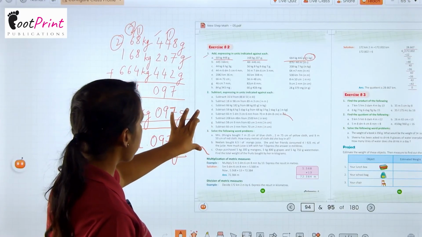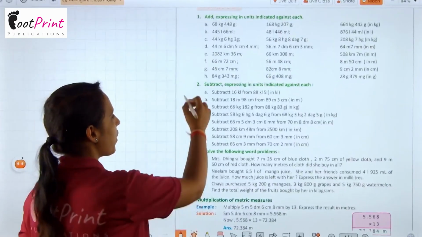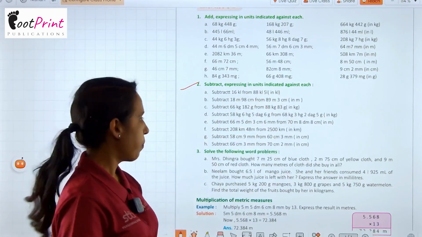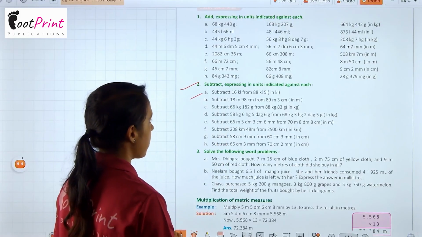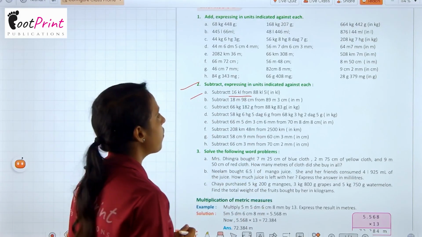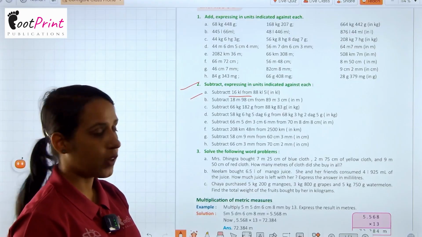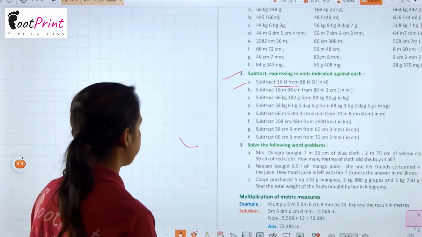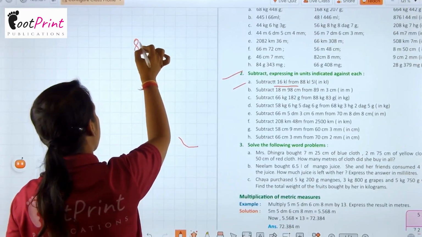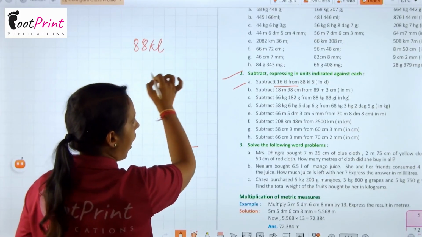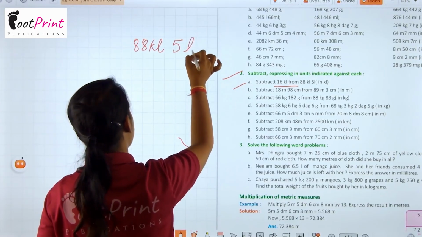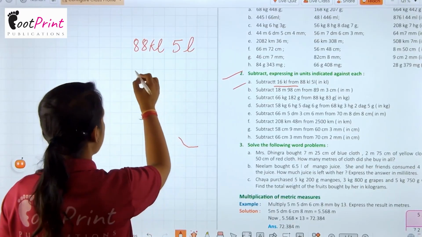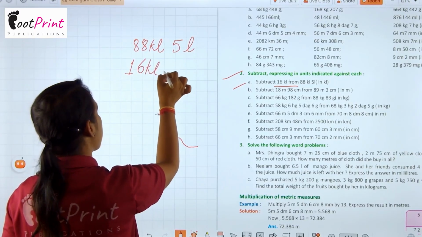Okay, now we have question number 2. Question number 2 is subtract expressing in units indicated against each. Okay, so question number 1 is subtract 16 kiloliter from 88 kiloliter 5 liter. So how do we subtract it? Let's see here. So here we have 88 kiloliter and 5 liter. Okay, and then we have 16 kiloliter and no liter is here.